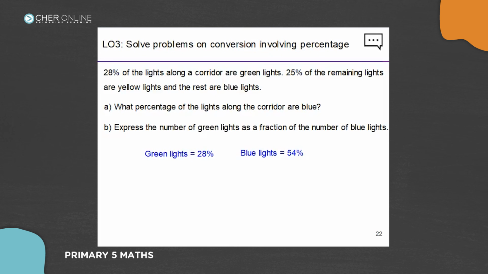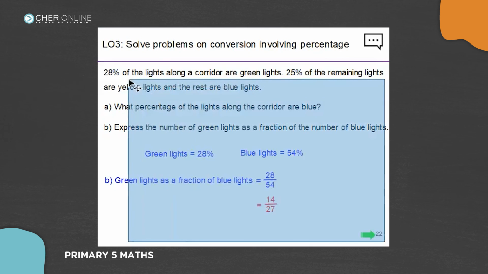So how do we write out the fraction? Green lights as a fraction of blue. So that will be 28 out of 54. Is that clear? So of course we simplify that, no? 14 out of 27 is the answer. Okay. So this is to express it as a fraction.